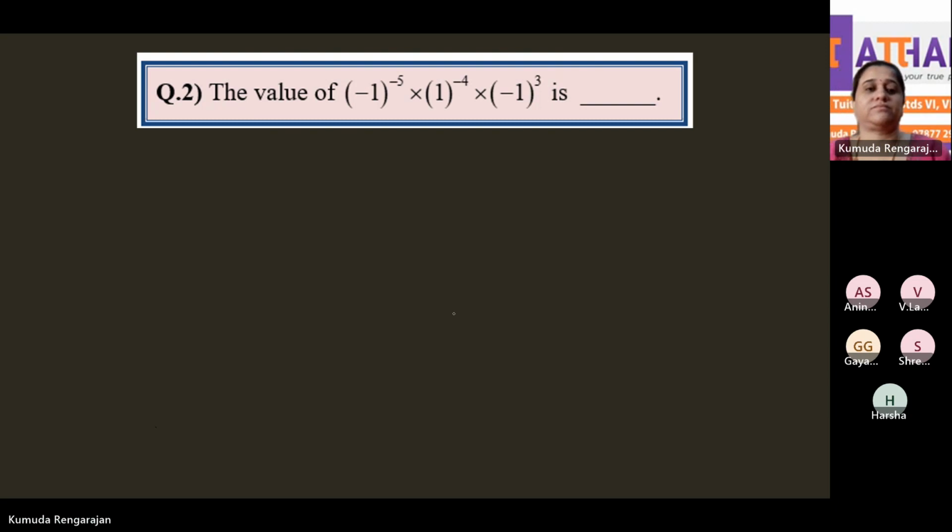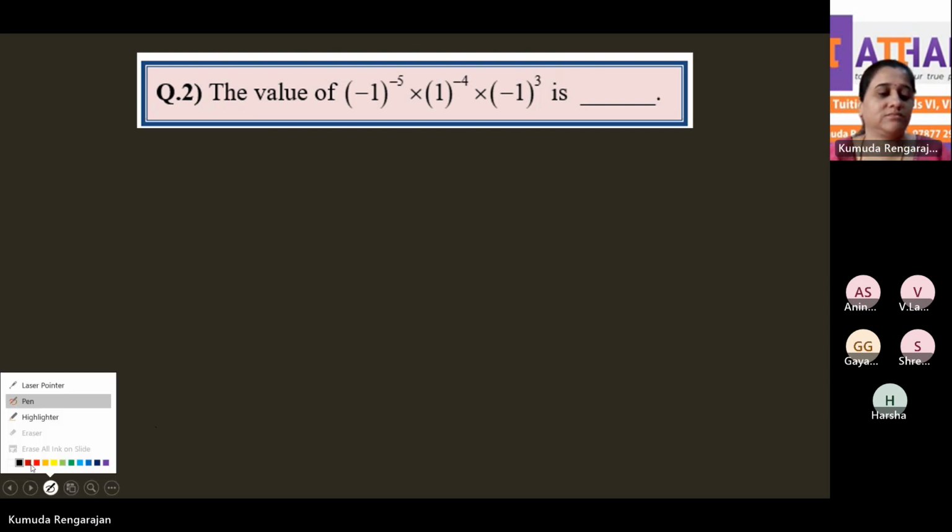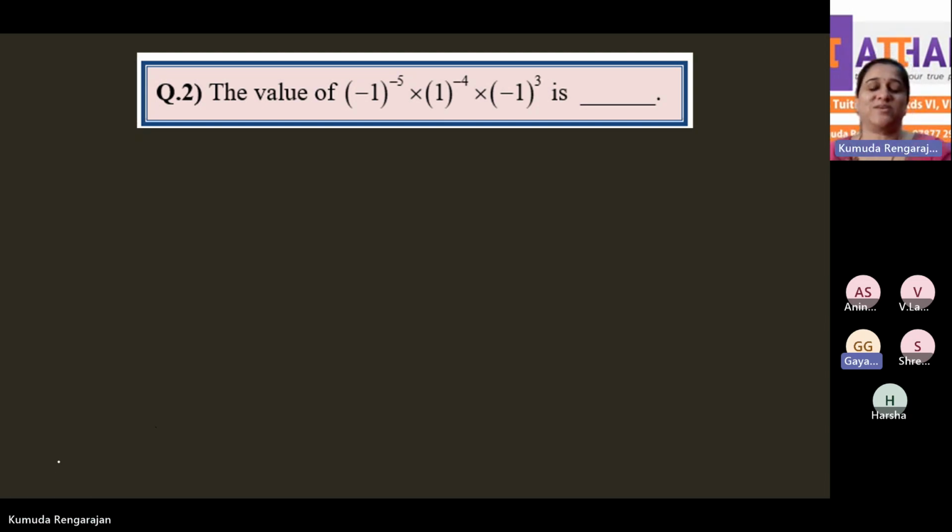Yes, quickly. Answer? Ma'am, -1, Anantika. -1. Yes, others? Ma'am, 1. Ma'am, I just can't do it, ma'am. Okay, fine. I'm just a bit confused about this. Ma'am, I got 6. Shreya, ma'am, I got -6. Okay, fine.